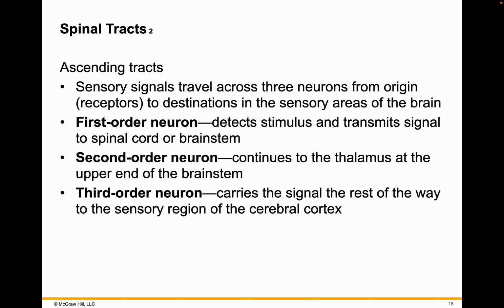Ascending tracts carry sensory signals across three neurons, from the origin, the receptor, to the destinations in the sensory areas of the brain. The first-order neuron detects the stimulus and transmits the signal to the spinal cord or brainstem. The second-order neuron continues to the thalamus and the upper end of the brainstem, while the third-order neuron carries the signal the rest of the way to the sensory region of the cerebral cortex.